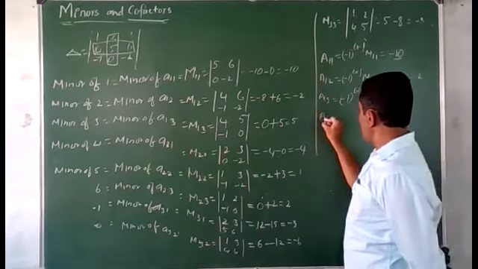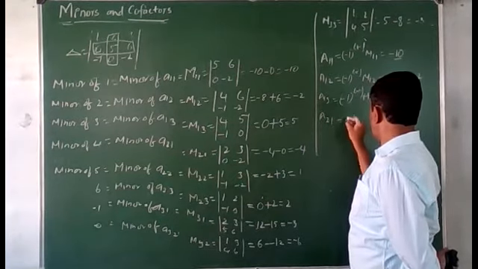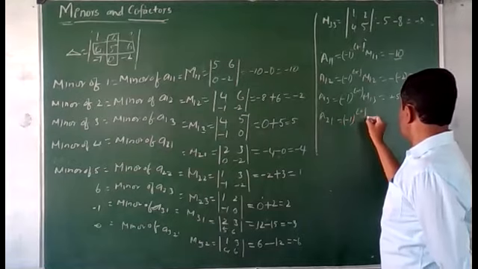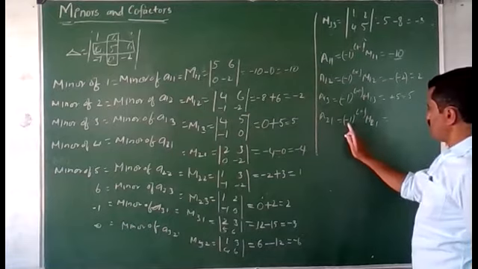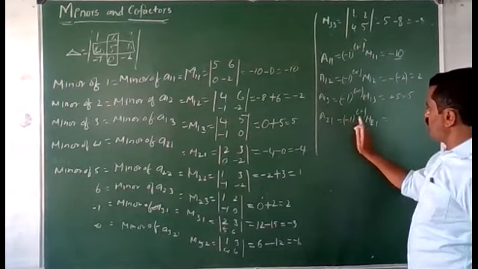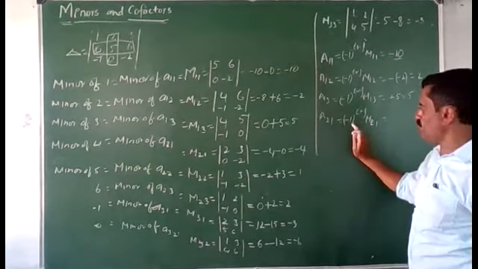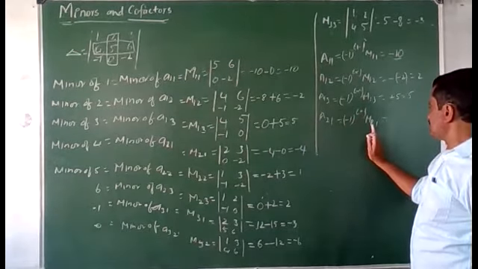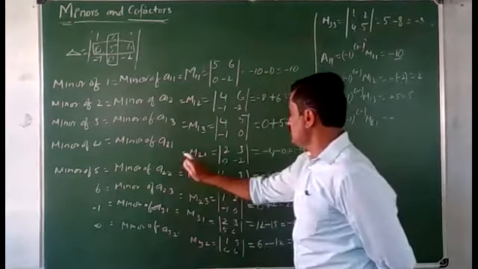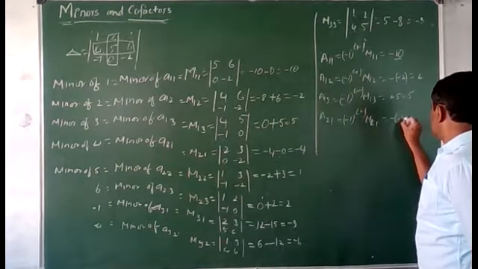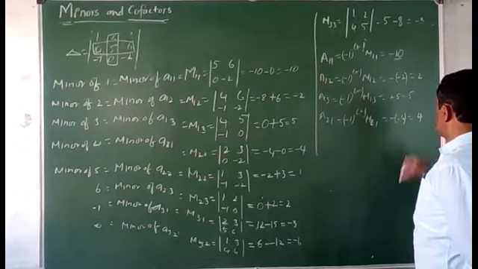Again, cofactor of A21. That is equal to minus 1 whole to the power of i plus j into M21. That is minus 1 whole to the power of 2 plus 1, which is minus 1 whole to the power of 3. That gives minus into M21. What is M21? We have M21 as minus 4. So minus 4 into minus, because minus into minus is plus, that is plus 4.